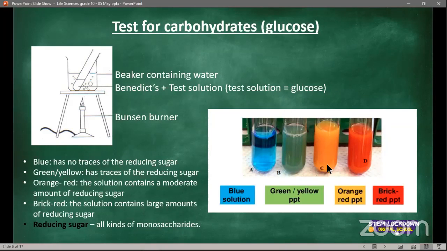And if your test solution has a moderate amount of reducing sugar, then it will be orange red. And if your test solution has large amounts of glucose, then it will be brick red. Are we guys following? So your reducing sugars are all kinds of monosaccharides.